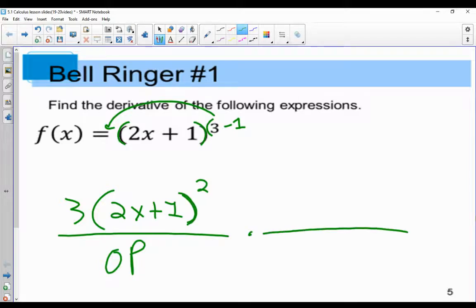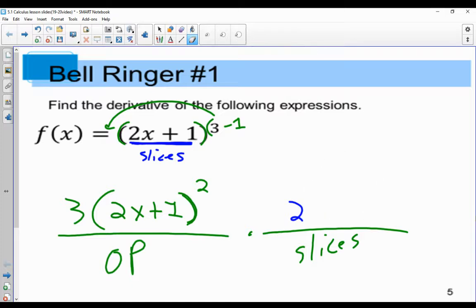Then over here, then you'll derive the slices. Basically, after you're done peeling the orange peel, you can go ahead and eat the slices. And the slices are inside the parentheses. So now you can derive this. You derive the 2x, you get 2. You derive the plus 1, that's just 0. But of course, you don't really need to put the plus 0.